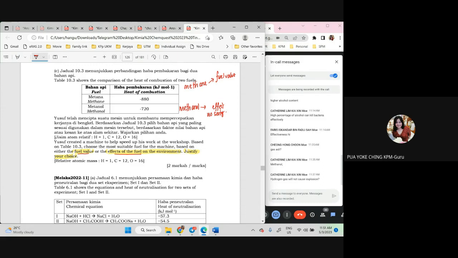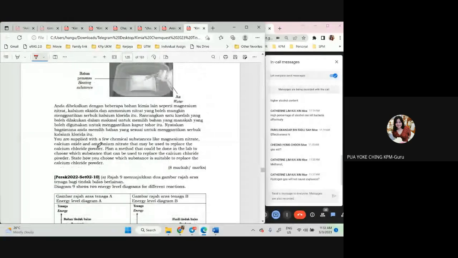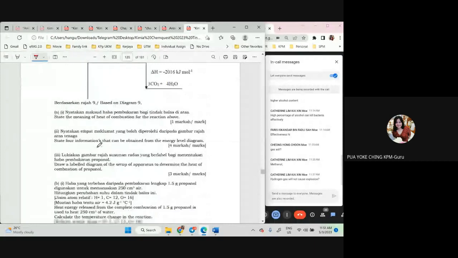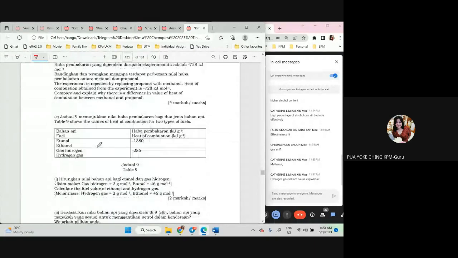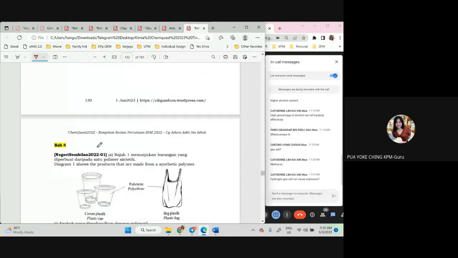So "easily available, cheaper, whatever", all that cannot be right because it already tells you what it wants. Okay, so Bab 3 don't look too much, because this is very simple. Chapter 3 is like your chapter 7 in Form 4, which is rate of reaction. So make sure you know how to do it.